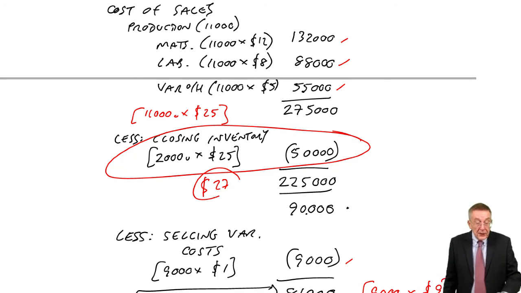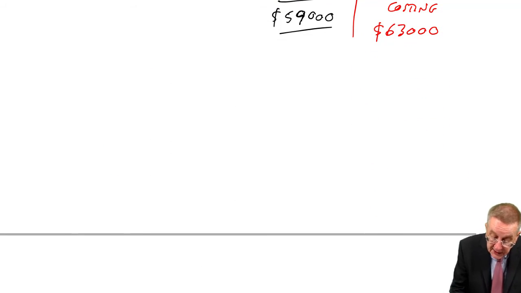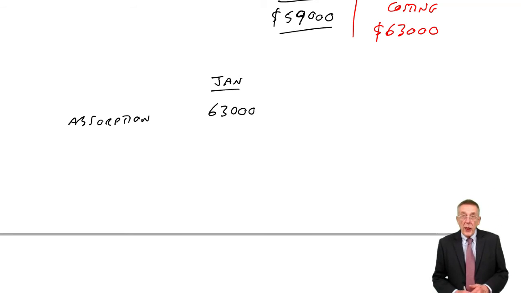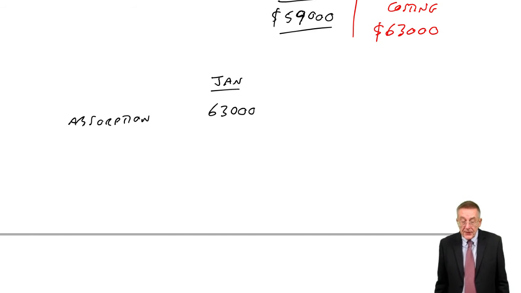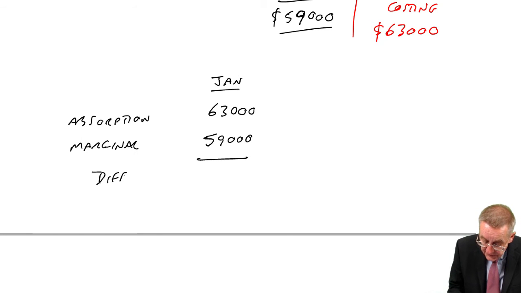And if you look at example 2, but just January, there's a little table there which I'll fill in. When we did absorption costing, trust me, we did end up with a profit of 63,000. It's the same question. Look back at the lecture or look at the answer at the back of the notes. But when we do marginal costing, which we've just done, we get a profit of 59,000. The difference is 4,000.